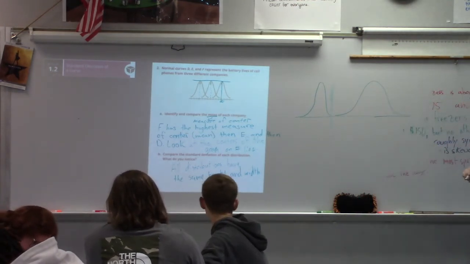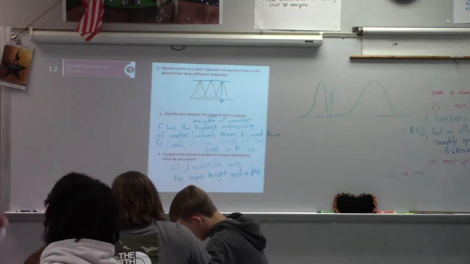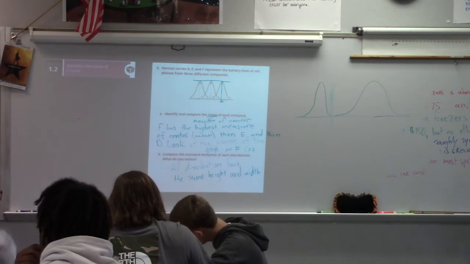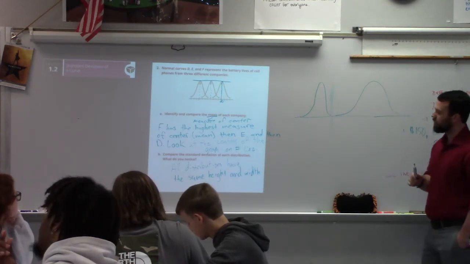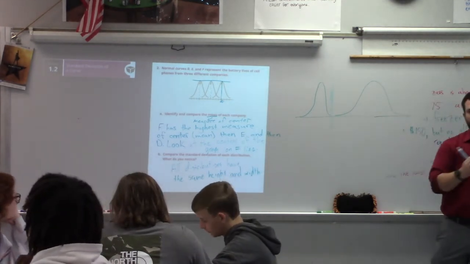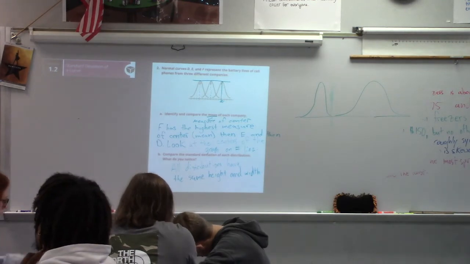So I want you to note those two graphs right there, those two roughly normal distributions. They have roughly the same height, correct? But if they're on the same number line, which one has more variability, more spread? The one on the right. So it's not just the height, it's also the width, okay? It's both of those factors together.